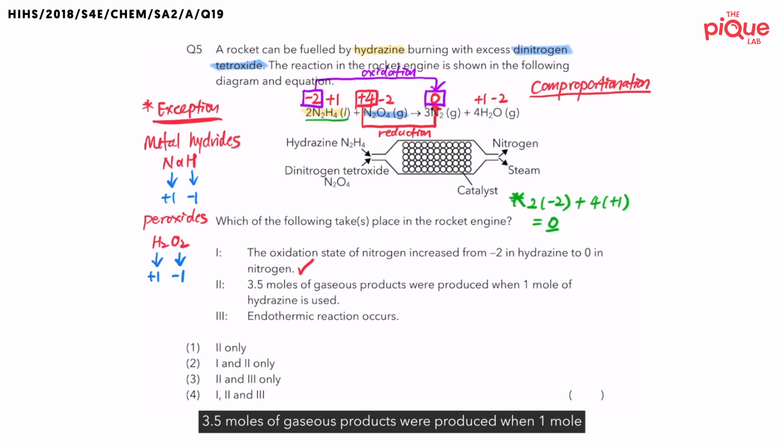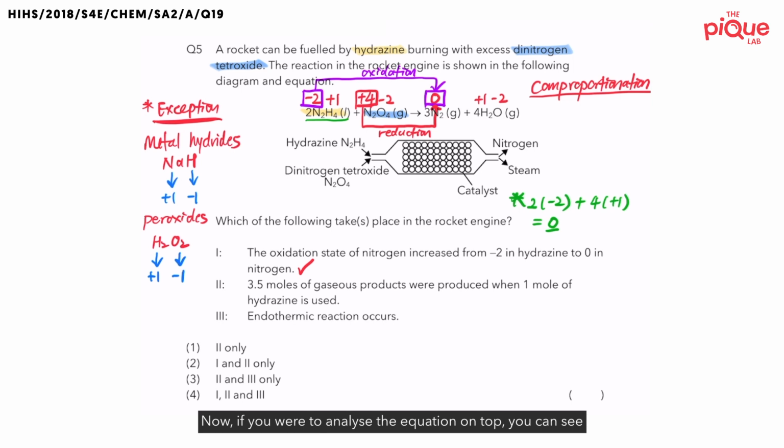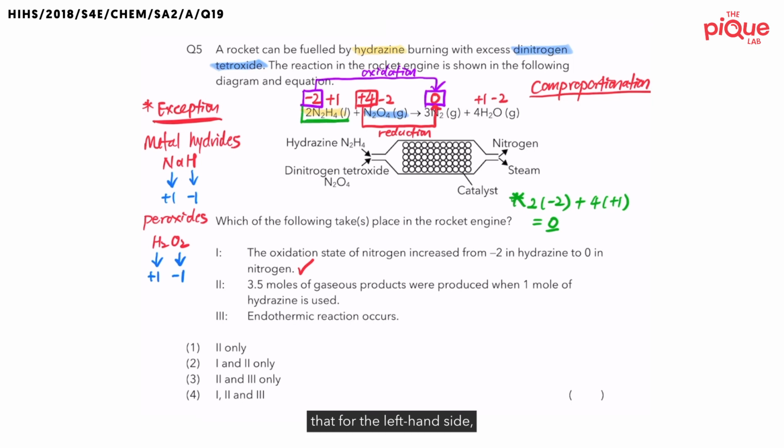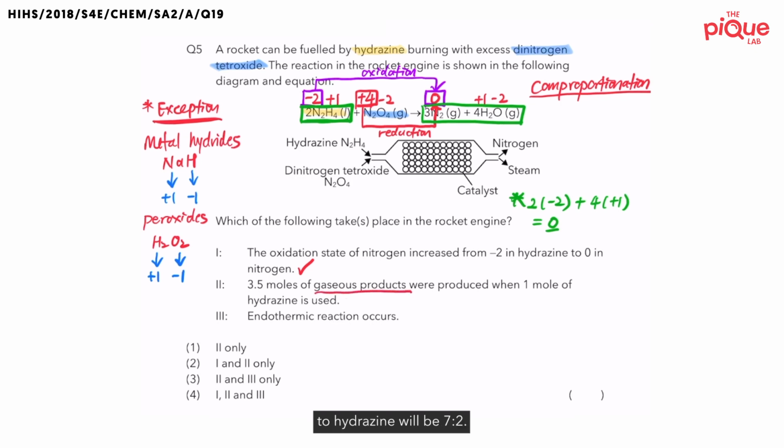Let's examine option 2. 3.5 moles of gaseous products were produced when 1 mole of hydrazine is used. Now, if you were to analyze the equation on top, you can see that for the left-hand side, we have 2 mole of N2H4, whereas on the right-hand side, we have a total of 7 mole of gaseous product. This means that the mole ratio of the gaseous products to hydrazine will be 7:2. And if you were to simplify it, it will be 3.5:1, which makes this statement correct.